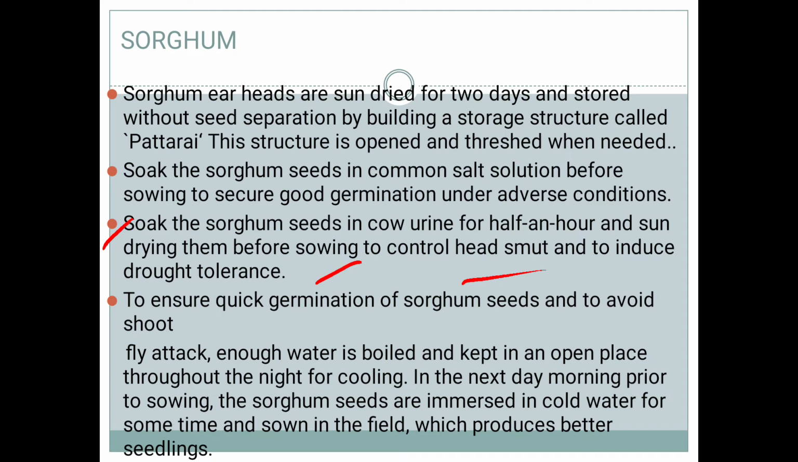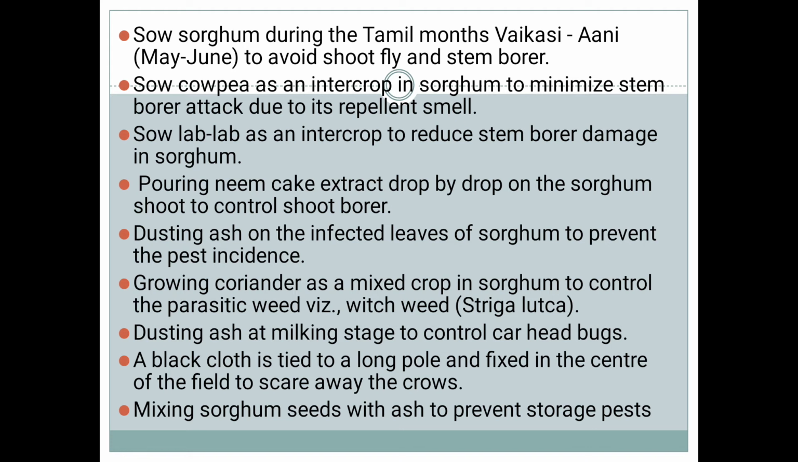And to ensure quick germination and to avoid the shoot fly attack, sorghum seeds are treated this way: enough water is boiled and kept in an open place through the night for cooling, and the next day morning prior to sowing, the sorghum seeds are immersed in cool water for some time and sown in the field, which produces better seedlings.